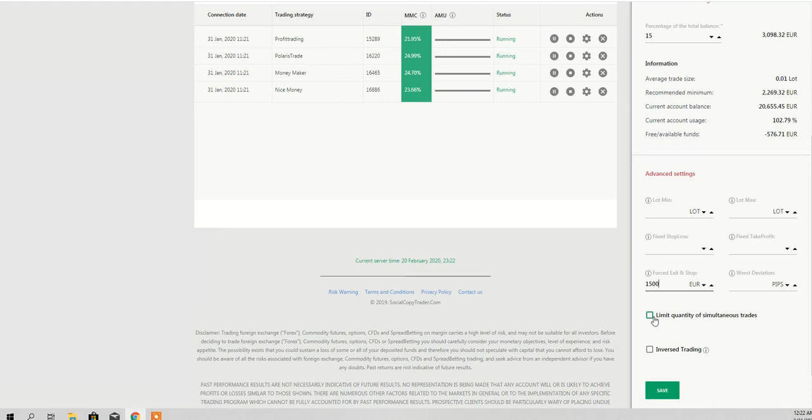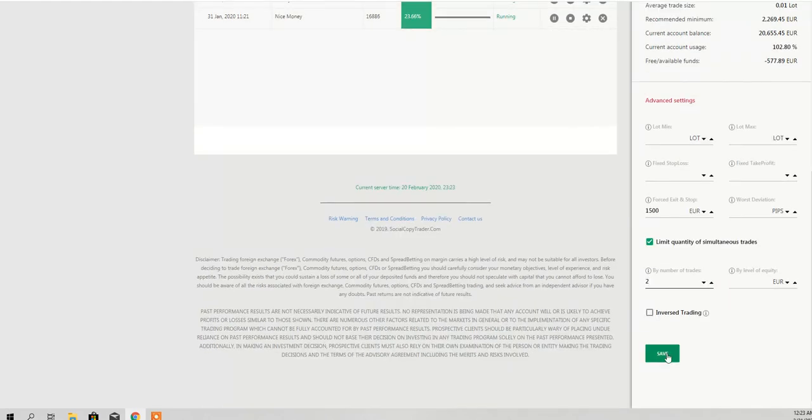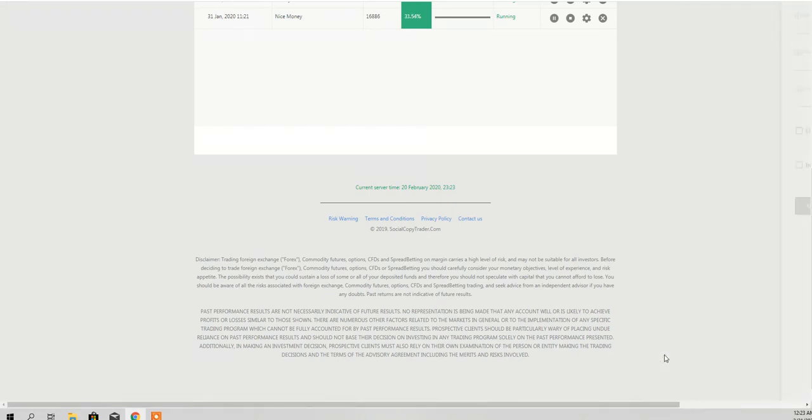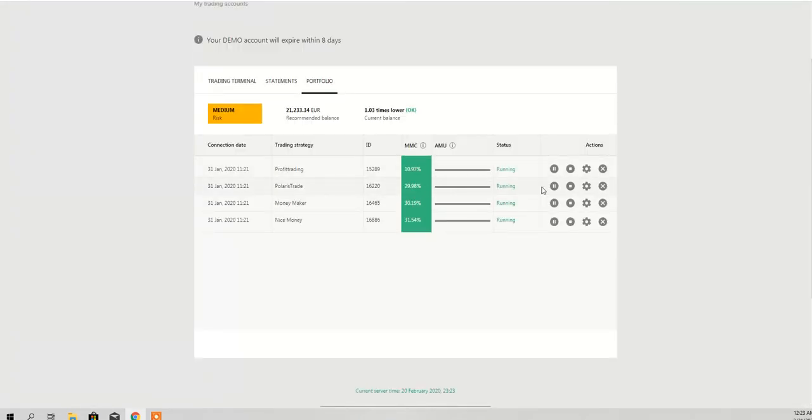Then we're going to go into limit quantity of simultaneous trades. We do that by the number of trades they can open in any one instrument. I set it to no more than 3. I like to put it to 2. If you want to set it to 3, you can set it to 3. You can leave it at 1. Be very conservative in your trading. I like to set it to 2. And you save. Now we do that for each of the strategies.